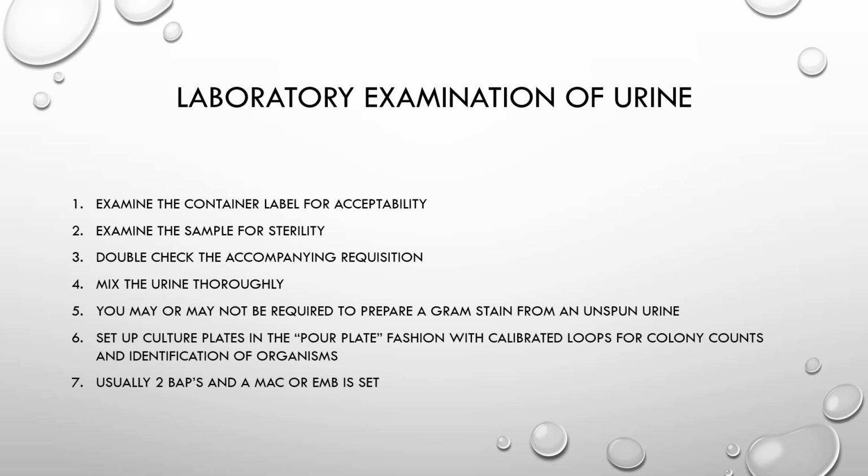Mix the urine thoroughly by swirling it, and then we may be required to prepare a gram stain for an unspun urine and correlate the gram stain to determine if the findings are going to be significant. Then we set up culture plates in a pour plate fashion where we're using calibrated loops to set up the cultures for growth. And usually that's 2 blood agars and a MacConkey agar. EMB is similar to MacConkey. It is a mildly selective media that has lactose in it, just like MacConkey does.